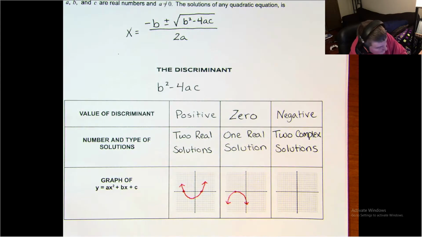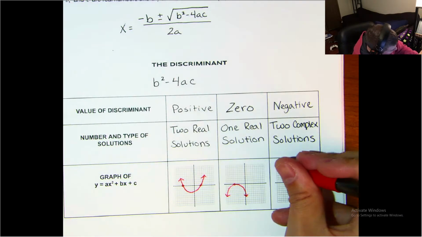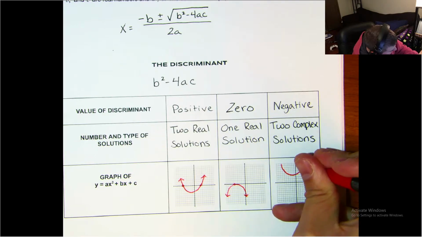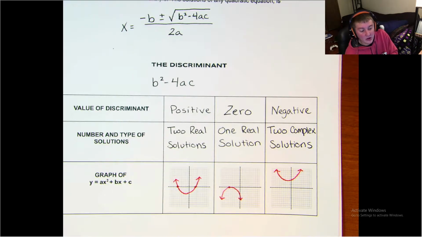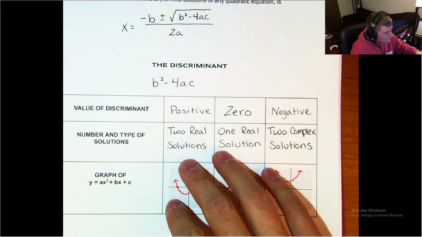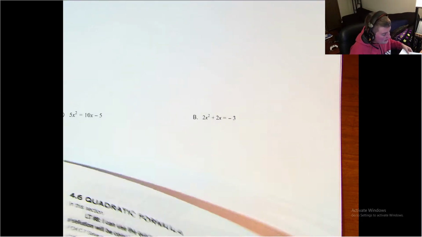Okay, and what does that mean? That means that you're not going to find any real numbers that make the y value equal to 0. That parabola might open up or it might open down, but the moral of the story is it's not crossing the x-axis, which is the reason why we're getting complex solutions. They're still solutions, they're just complex. Okay, so let's put that into use.